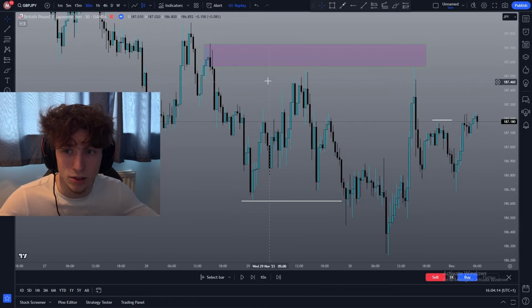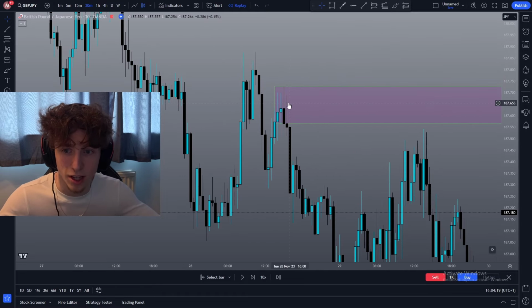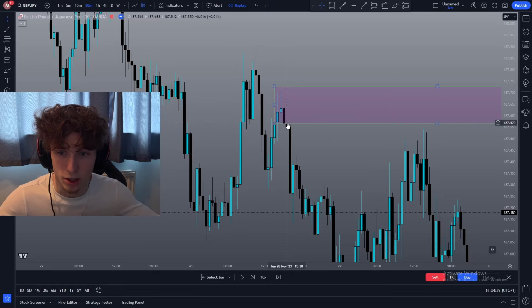Now, if you're getting confused about how I've marked out the supply zone, and you may think this is tapped right here, it's not tapped because this candle came down and closed bearish. So this is still part of the move that created the supply. If this closed bullish, then this would be an invalid zone and it would have been counted as tapped.